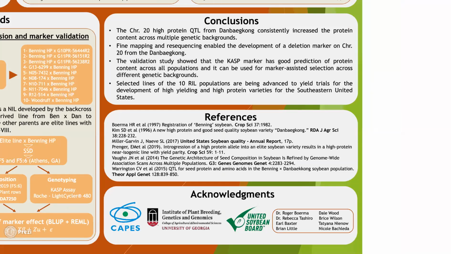These populations are currently being advanced to yield trials, and we expect that soon farmers will have access to new cultivars with higher protein content, and we will be able to reverse the trend of protein decrease.